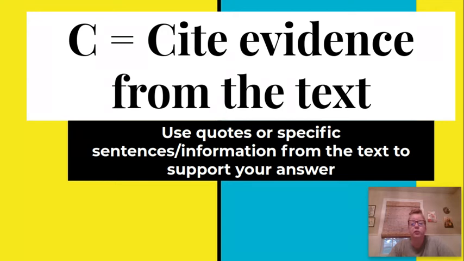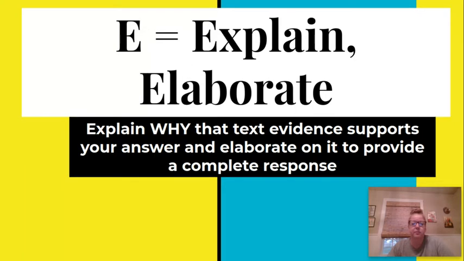The C stands for cite evidence from the text, and that means to give evidence from the text. So you're going to make sure that you use quotes or specific sentences or information from the text to support or back up your answer, sort of proving your answer. In other words, if somebody was to say to you, well, how do you know that? You would be giving them that evidence from the text.